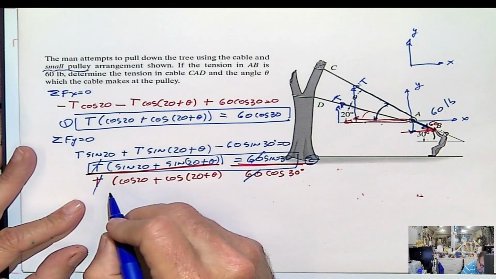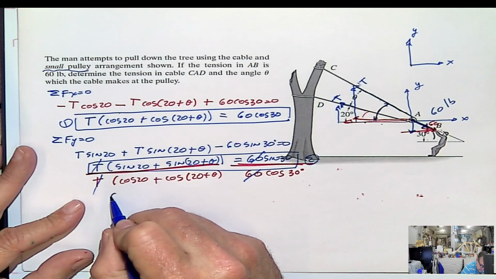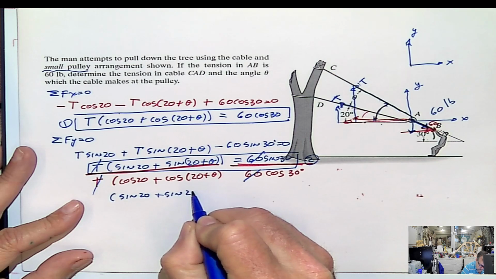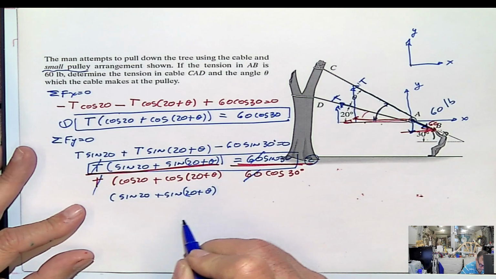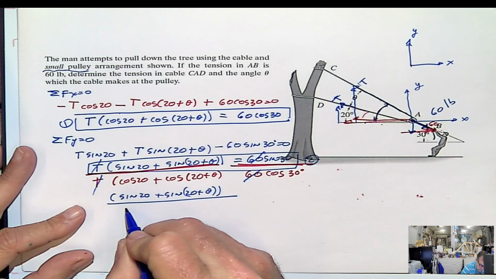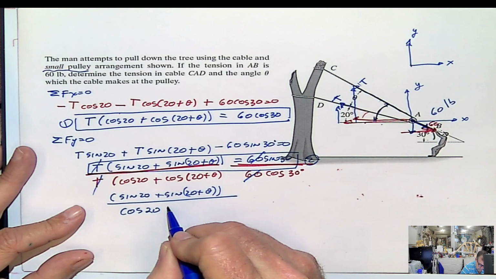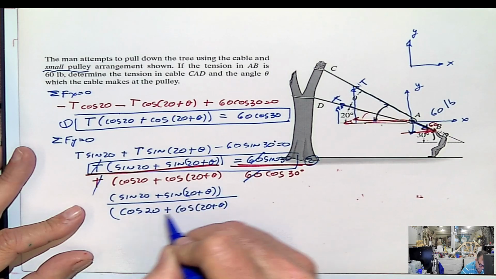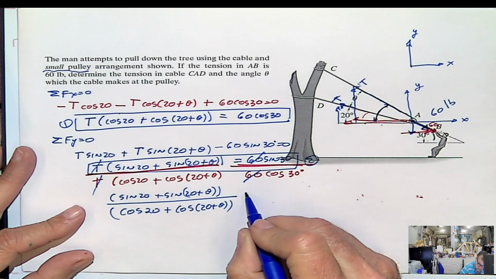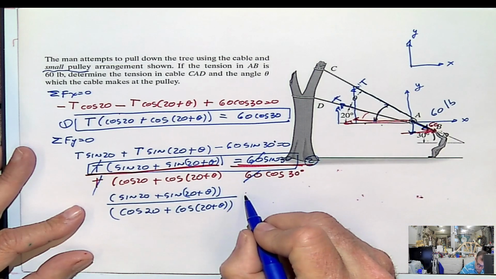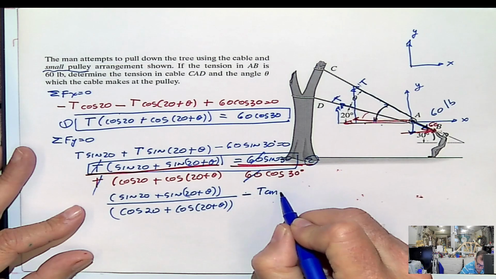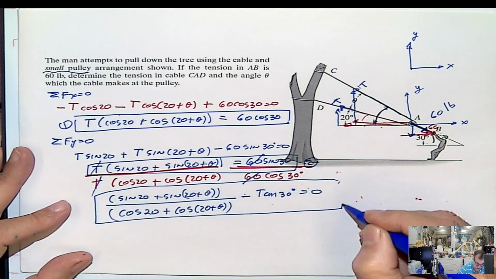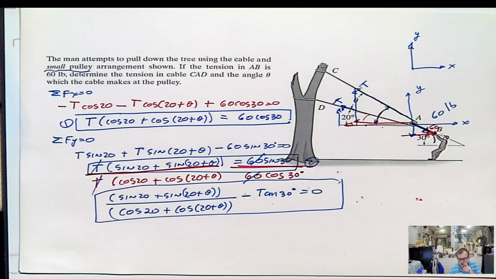So basically what I have is this: sine 20 plus sine of 20 plus theta, divided by cosine 20 plus cosine of 20 plus theta, equals tangent 30. But I'm going to pass tangent 30 to this side, so it's going to be that expression minus tangent 30 degrees equals 0. And I get this freaking weird equation right there.